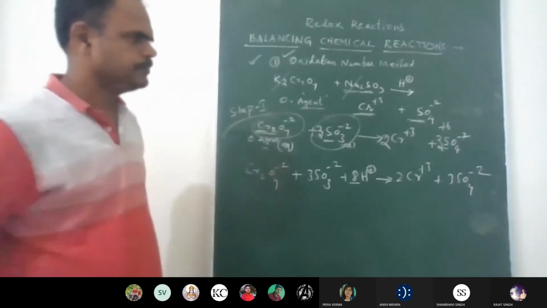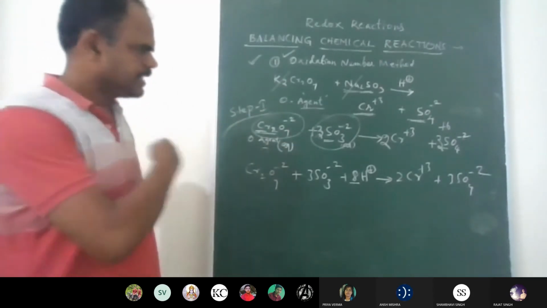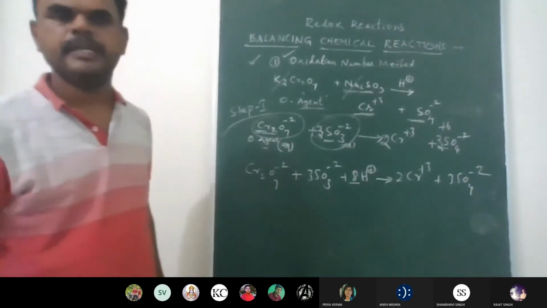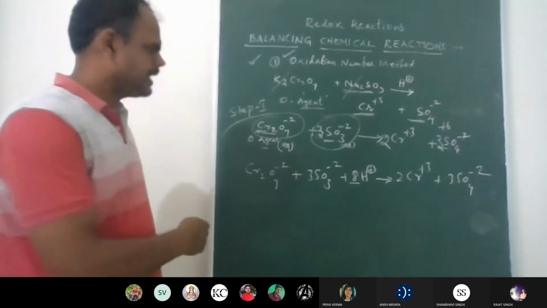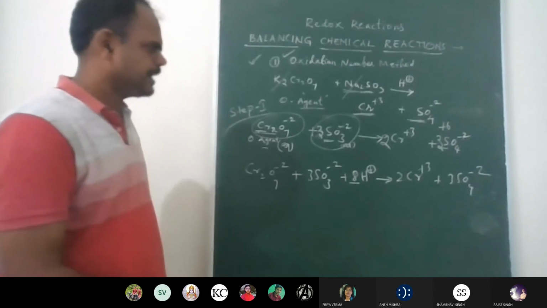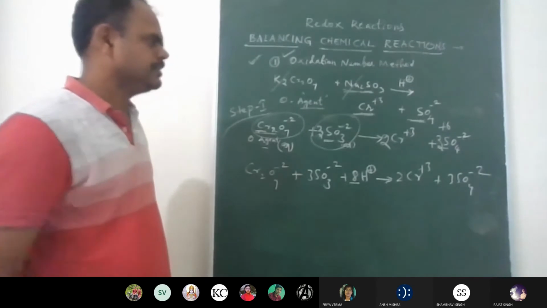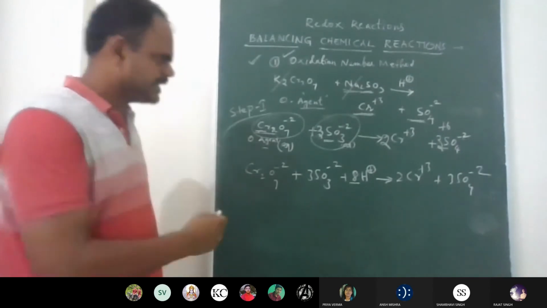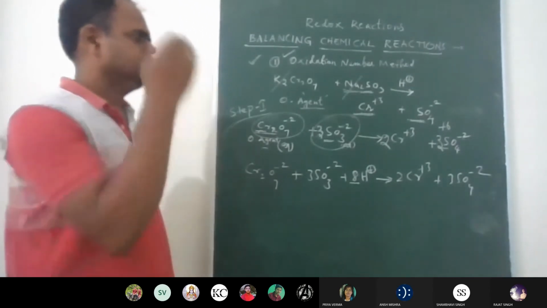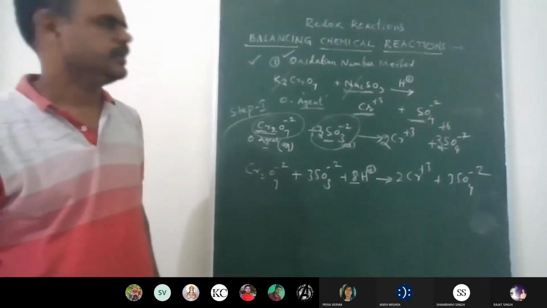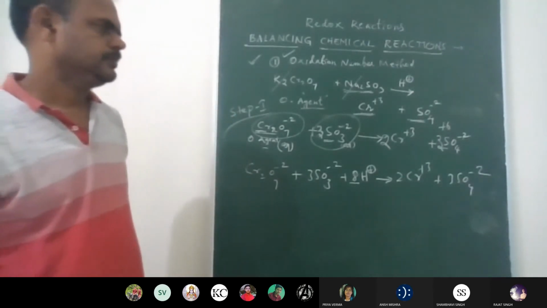Charges are balanced now. Atoms also balanced now. So what is not balanced? Tell me. Chromium atoms are balanced. Sulfur atoms are balanced. And so charges are balanced. But hydrogen atoms are not balanced, and oxygen atoms are not balanced. What we have to do now? Tell me now.